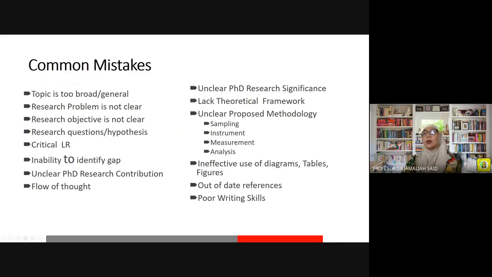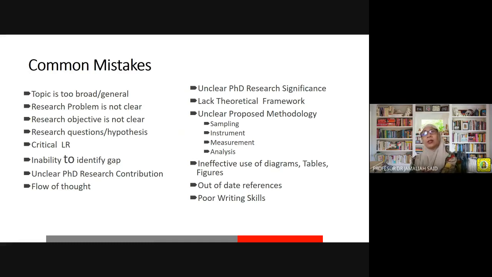And these are the common mistakes for a PhD or master research proposal. Topic too broad. Remember the topic, the 3 keywords I gave you? Cause, effect, sample. Problem statement not clear. Problem, why do you study this? You have to start with the negative. The word research problem has a negative connotation.